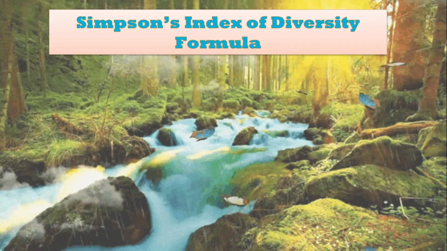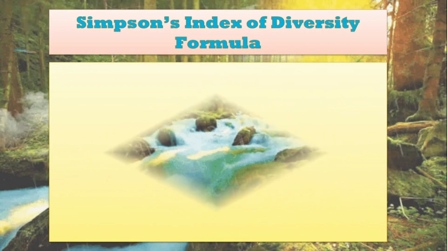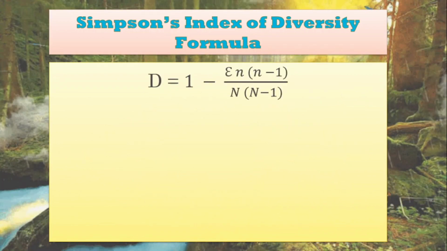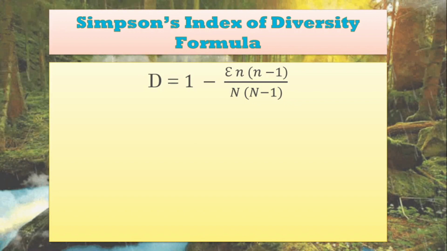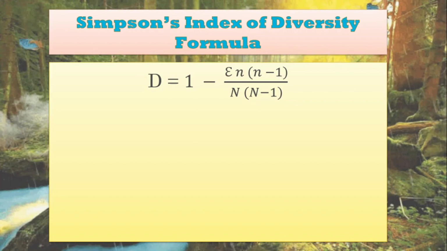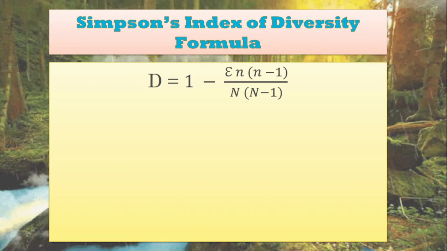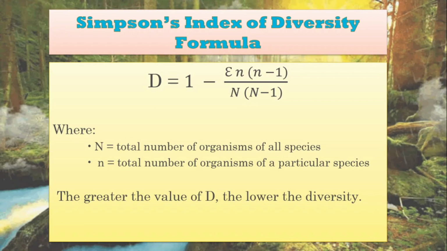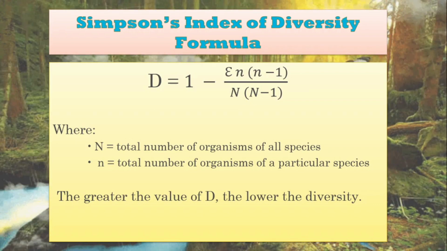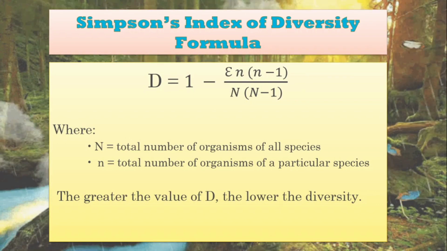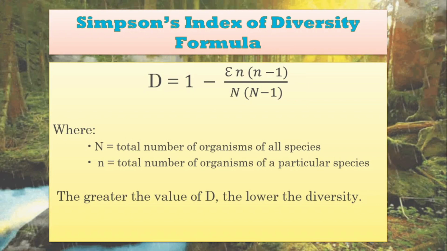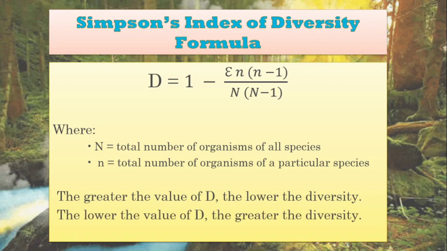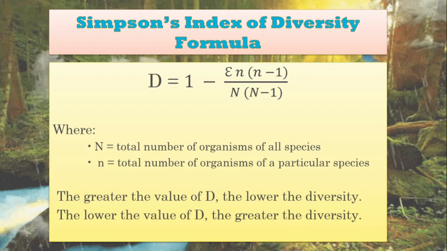The Simpson's Index of Diversity formula. D is equal to 1 minus the summation of n times n minus 1 divided by N times N minus 1, where N is the total number of organisms of all species and the small n is the total number of organisms of a particular species. Take note that the greater the value of D, the lower the diversity. The lower the value of D, the greater the diversity.